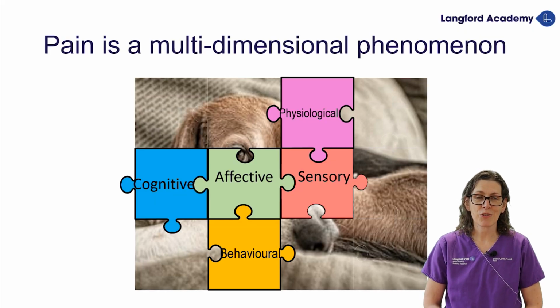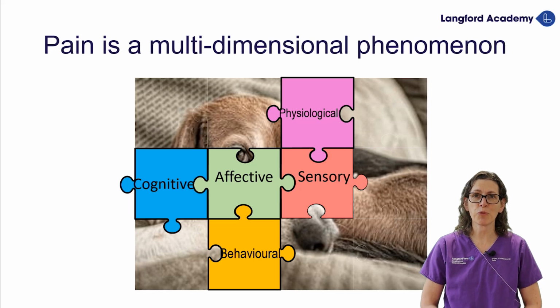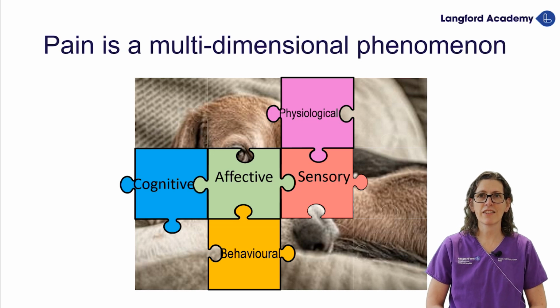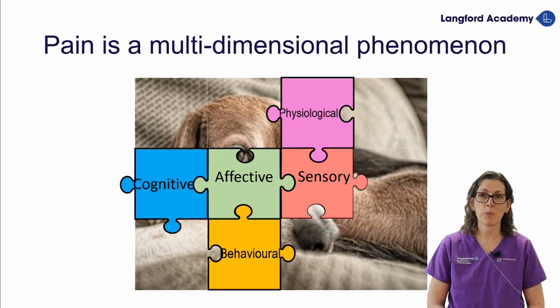Pain is a multidimensional phenomenon. We see the sensory component, and this is to do with perception, intensity, the quality and the location of pain. We see the physiological component, that is nociception and the stress response. We see the affective component of pain, and this relates to the negative emotion, anxiety and fear surrounding the pain experience. And notably, a positive affective state can override pain perception.